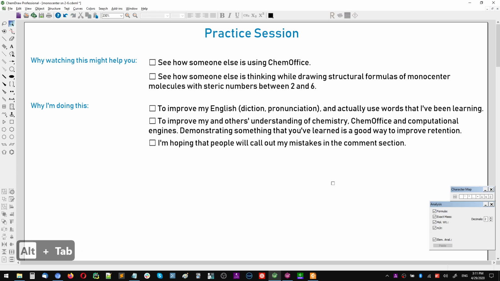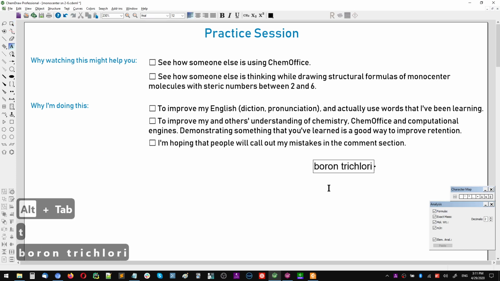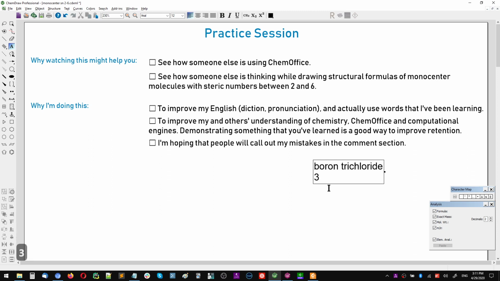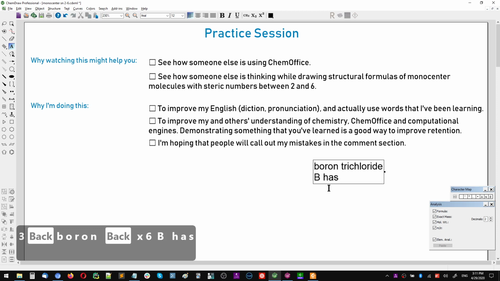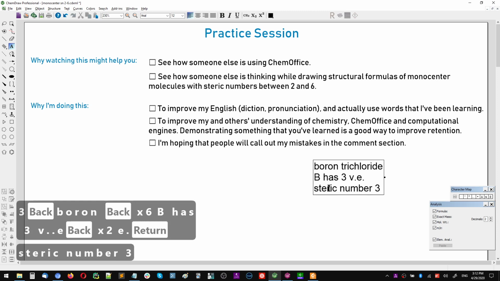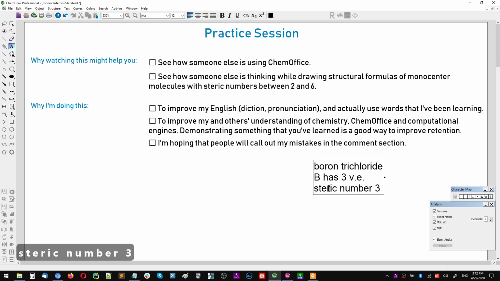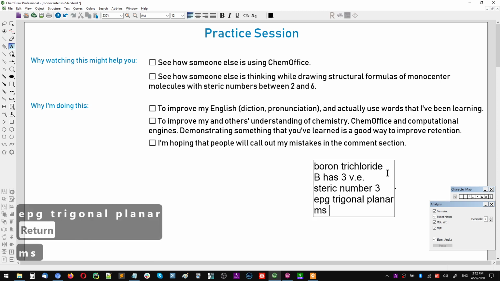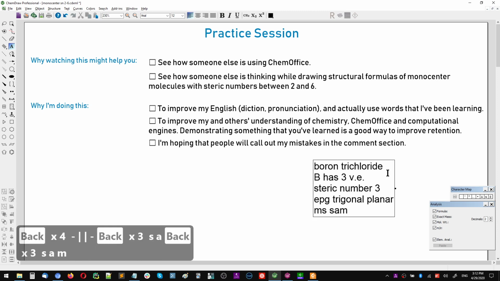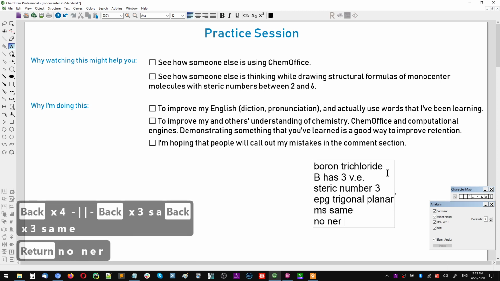Boron trichloride. The boron has 3 valence electrons. The steric number is 3 because it will be connected with 3 chlorine atoms. The electron pair geometry will be trigonal planar and the same for the molecular shape. What is the sign for same? I don't know. Okay, and there is no net dipole moment.